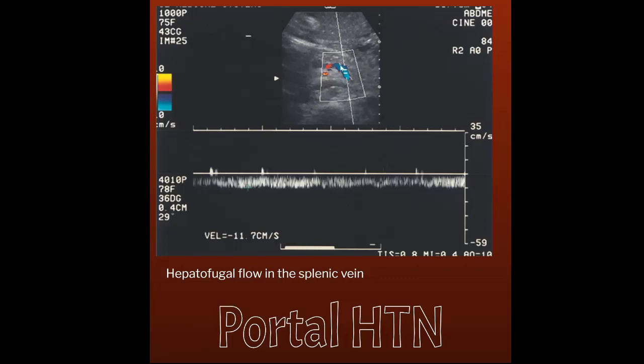So this splenic vein is being shown as blue. We can see from our color map here that blue means away from the transducer. So this is indeed flowing away from the transducer in the wrong direction. We can then see by our Doppler waveform here that it is also below the baseline, again flowing away from the transducer, flowing away from the liver, causing that hepatofugal flow.